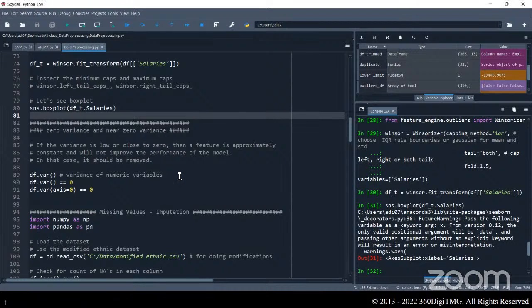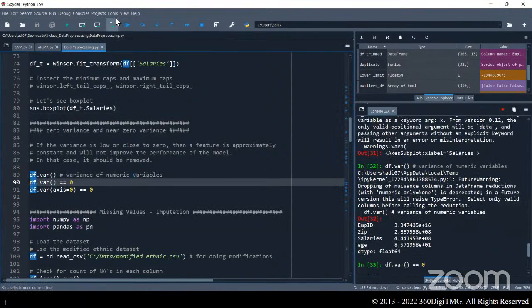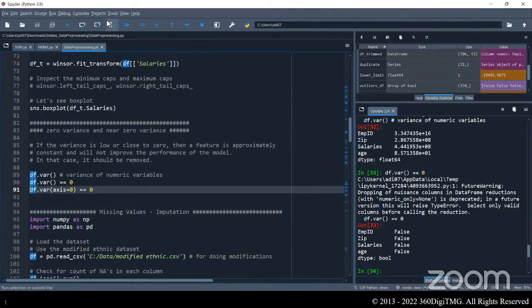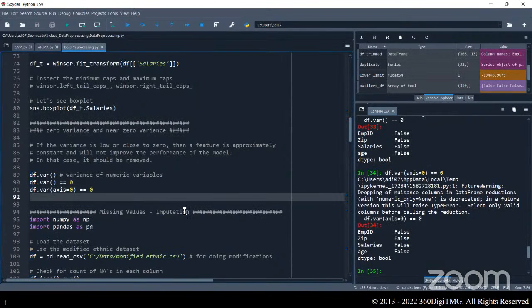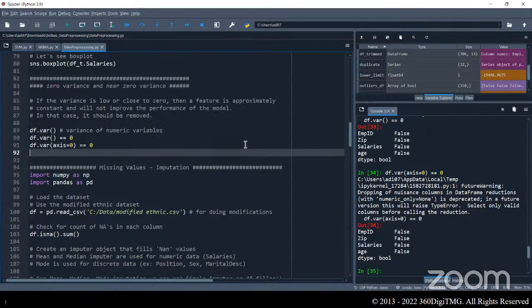So we'll simply check if they have any near zero variance. No, false, false, false, and again false. Then we do missing value imputation.